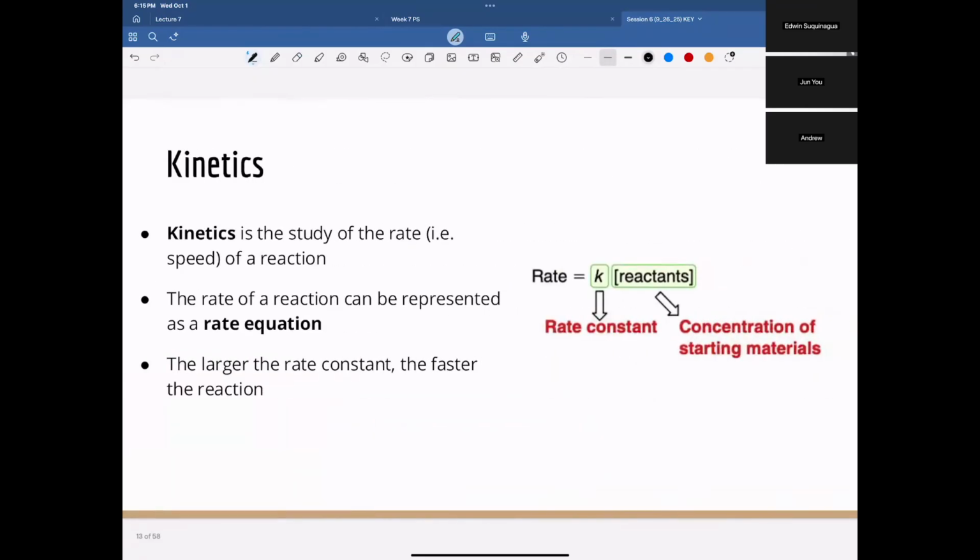And kinetics essentially is the study of rate and how fast a reaction can occur. To represent this in the form of an equation, we got this rate equation where rate equals the k constant, which is also known as a rate constant, multiplied by the concentration of your starting materials or reactants. Okay. And if you notice, the bigger the k value is, the faster the rate is going to be. All right.